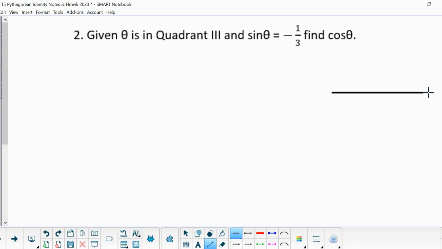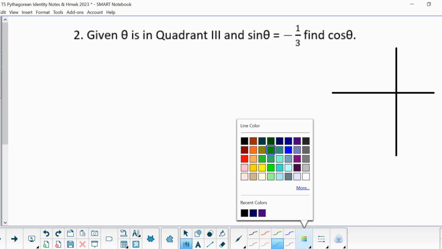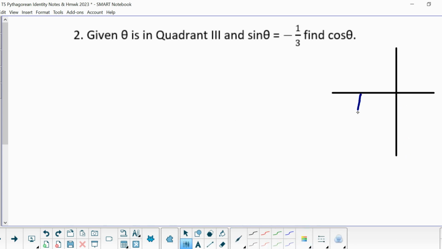So this situation has the theta in quadrant 3. So when I draw the triangle that I'm working with, I'm going to draw the triangle in quadrant 3. So just draw it like this. So here's our theta like this. And it says that sine of theta is negative 1/3. And the negative makes sense because we're in quadrant 3 and the y value here is going down, so it's negative. Hypotenuse is still 1 because again, we're on the unit circle, always on the unit circle.